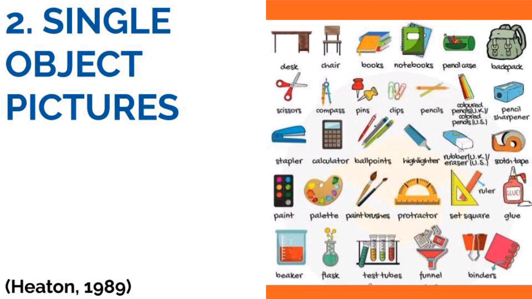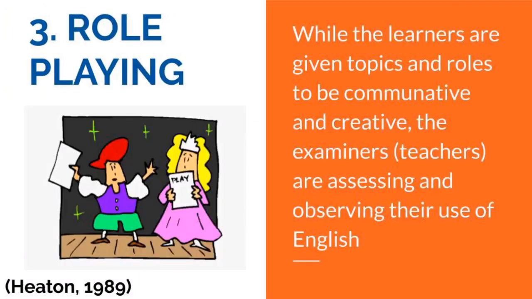Meanwhile, usually the picture with a bigger scale, for instance the picture of a scene or an incident, is used to assess total speaking skills. And the final type is role play. In role play, the students are assigned roles and are required to be as creative and communicative as possible. So the examiners will be observing and assessing the use of English, and one of which is accuracy.